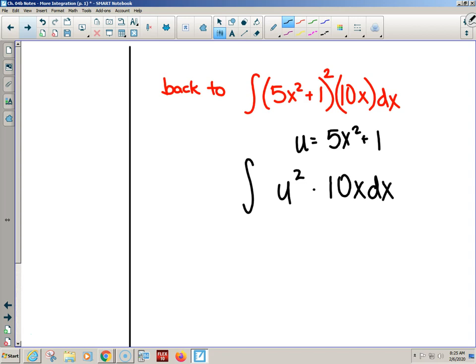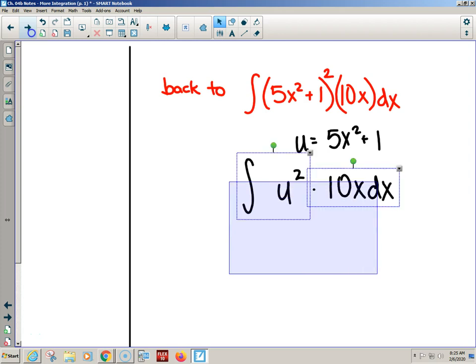The struggle is right now I have stuff with u's and x's dx. What is this supposed to be in terms of, technically? X, and that's how it started. But I'm transitioning, trying to get it in terms of u. Now, how do I get rid of the dx?